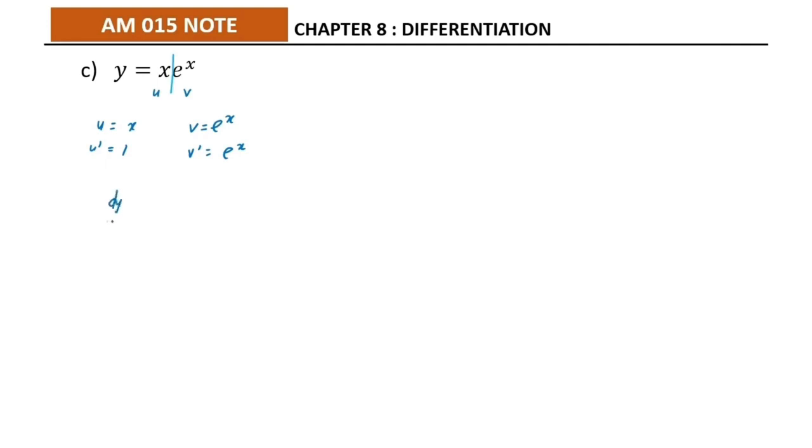Differentiate y equals x times e power of x. Differentiate y, we have dy/dx. Product rule, we have v u prime plus u v prime. So substitute into the formula: v is e power of x, u prime is 1, plus u equals x, and v prime is e power of x. Simplify, factorize e^x, we have (1 plus x) times e^x.